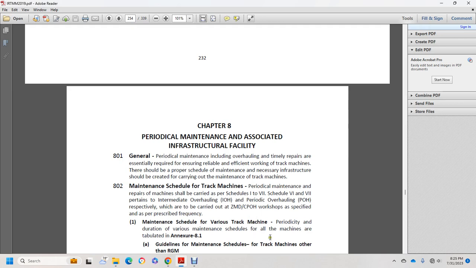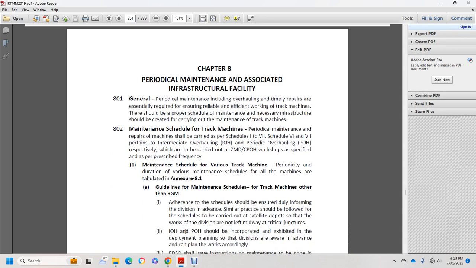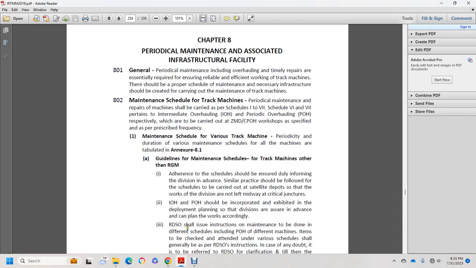Machine schedule for the track machines other than the rail grinding machine. The schedule should be ensured and the division duly informed in advance. Similar practice should be followed for work carried out at the satellite depot, so the division is not left midway in a critical situation. The intermediate overhaul and periodic overhaul shall be incorporated in the implement planning so the divisions are aware in advance and can align their work accordingly.